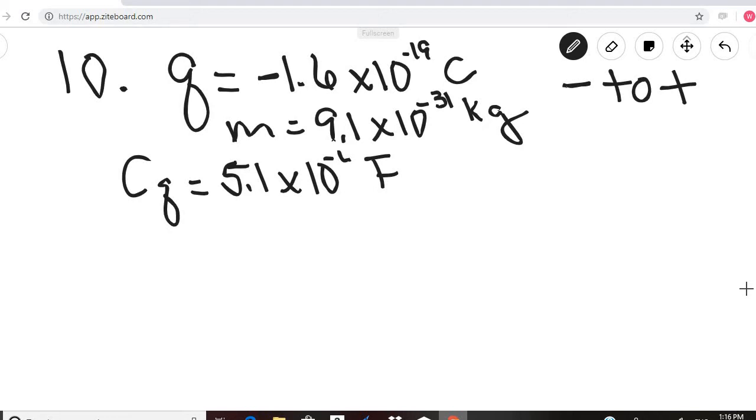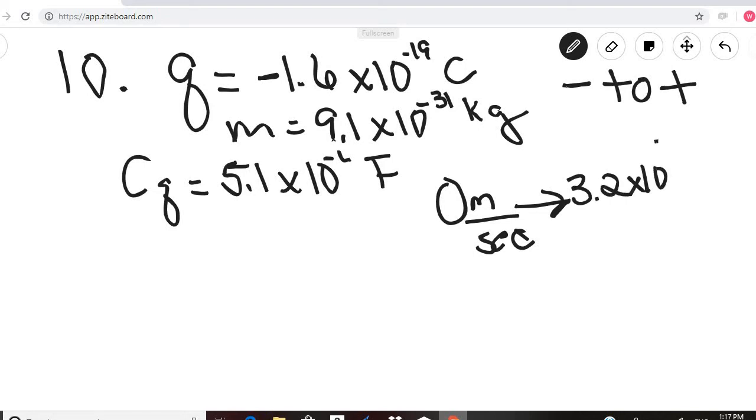And this says if it starts from rest and reaches a speed of 3.2 times 10 to the 5th meters per second, how much charge was stored on the capacitor? So it starts at 0 meters per second. It's going to end at 3.2 times 10 to the 5th meters per second. And it asks us how much charge was stored on the capacitor. So the charge that is stored on the capacitor is uppercase Q.